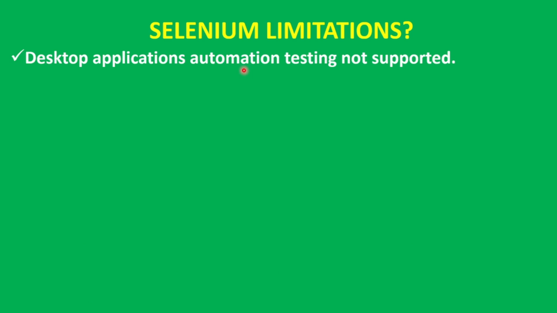What are the limitations of Selenium? Desktop application automation testing is not supported by Selenium. Selenium is only used to test the web application which runs on the internet. But we cannot test desktop applications like Excel, PowerPoint, Word. Applications which are running on the desktop, we cannot test using Selenium.